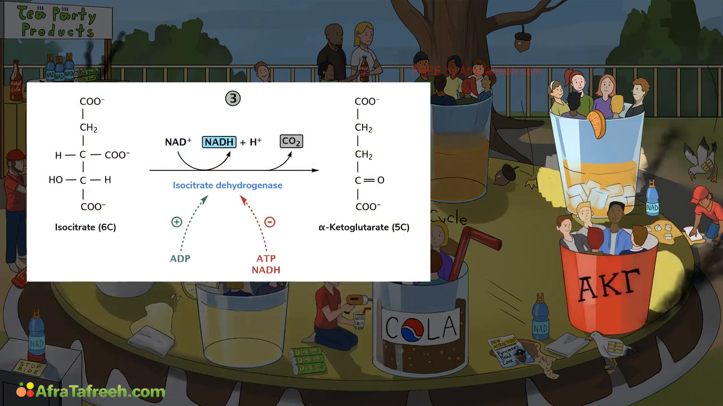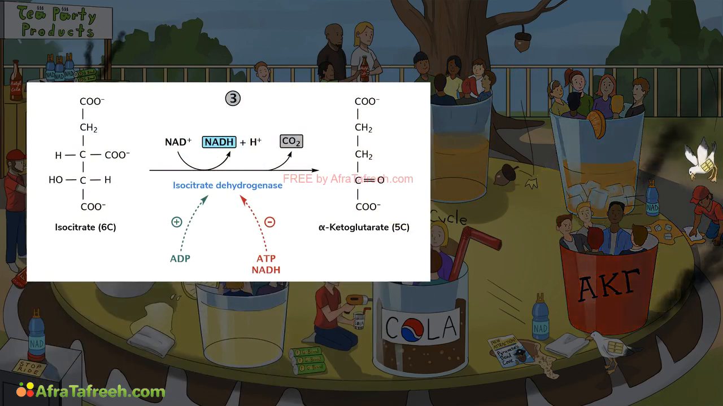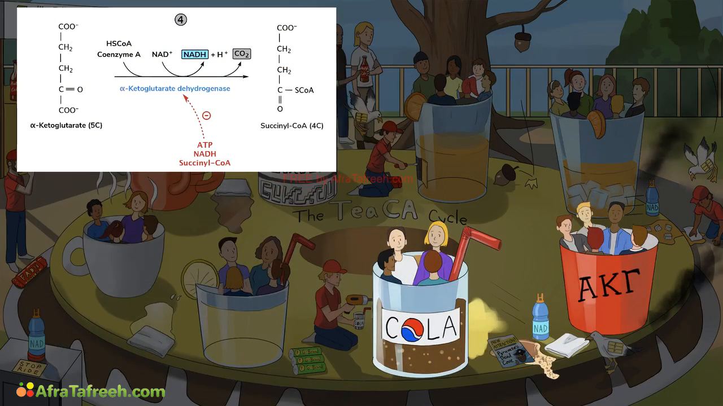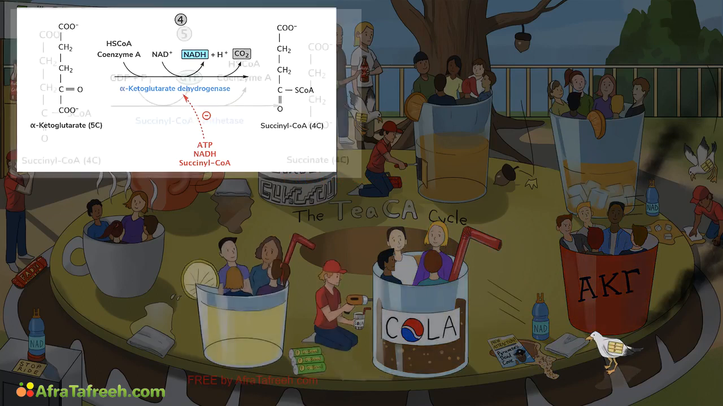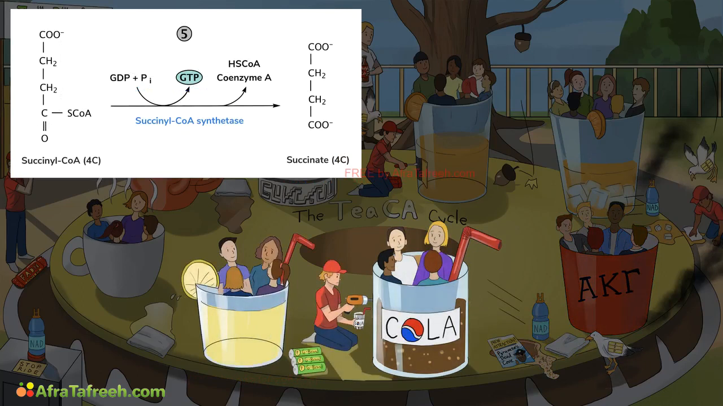Then, isocitrate dehydrogenase oxidizes isocitrate into alpha-ketoglutarate and produces 1 NADH and 1 carbon dioxide. ATP inhibits isocitrate dehydrogenase, while ADP activates isocitrate dehydrogenase. In step 4, alpha-ketoglutarate dehydrogenase oxidizes alpha-ketoglutarate into succinyl-CoA and produces 1 NADH and 1 carbon dioxide. ATP, NADH, and succinyl-CoA inhibit alpha-ketoglutarate dehydrogenase. In step 5, succinyl-CoA synthetase synthesizes 1 GTP, or ATP, while turning succinyl-CoA into succinate.